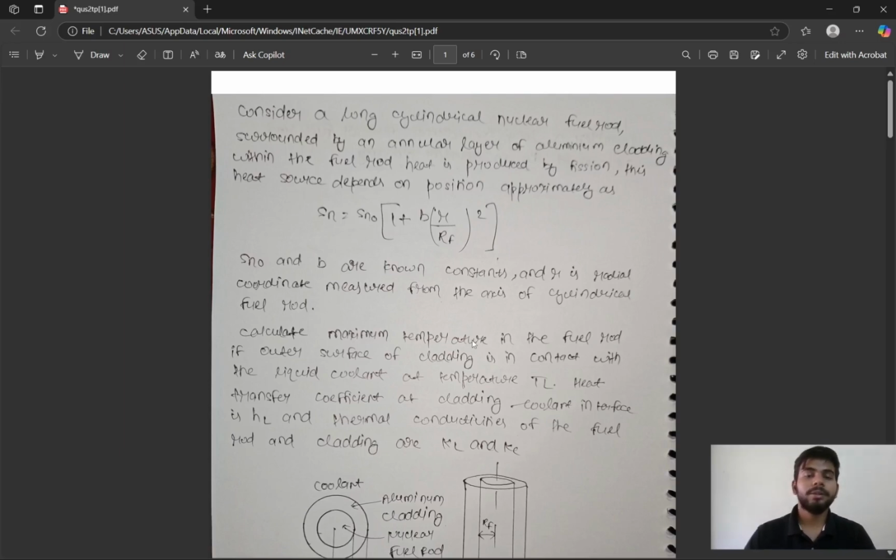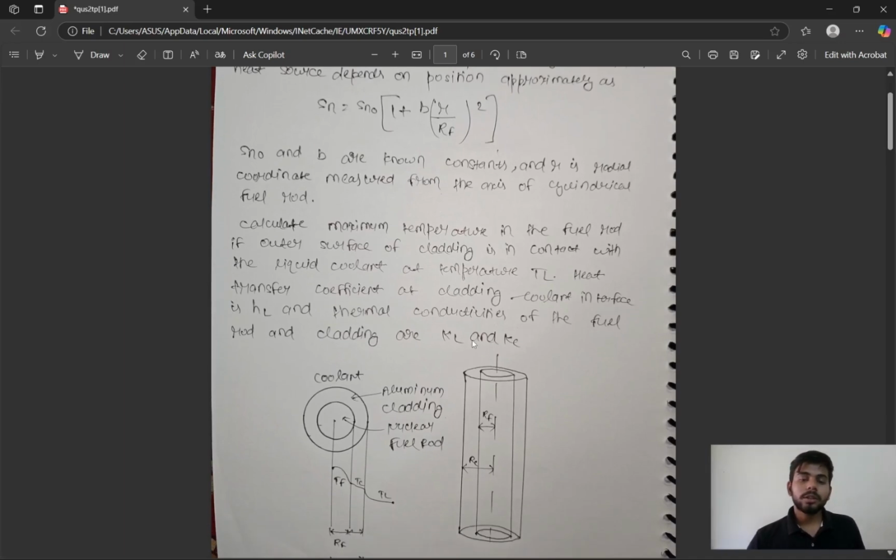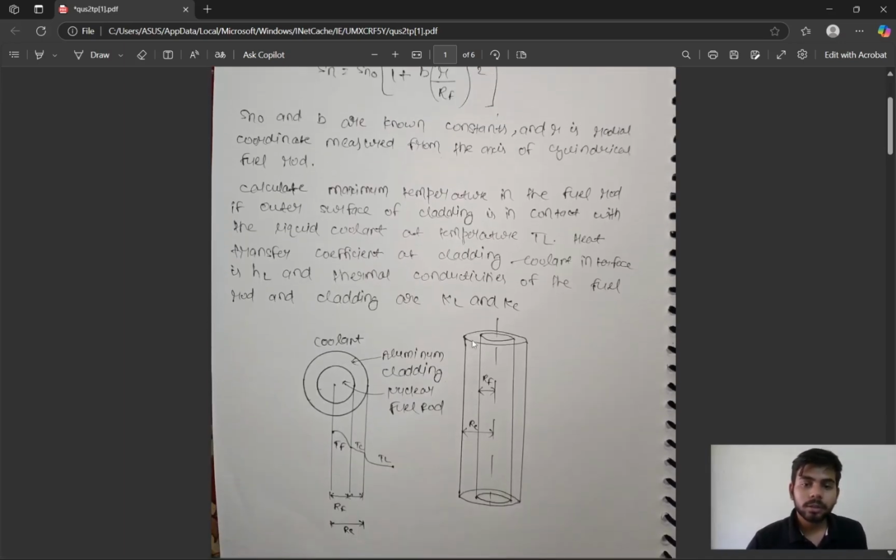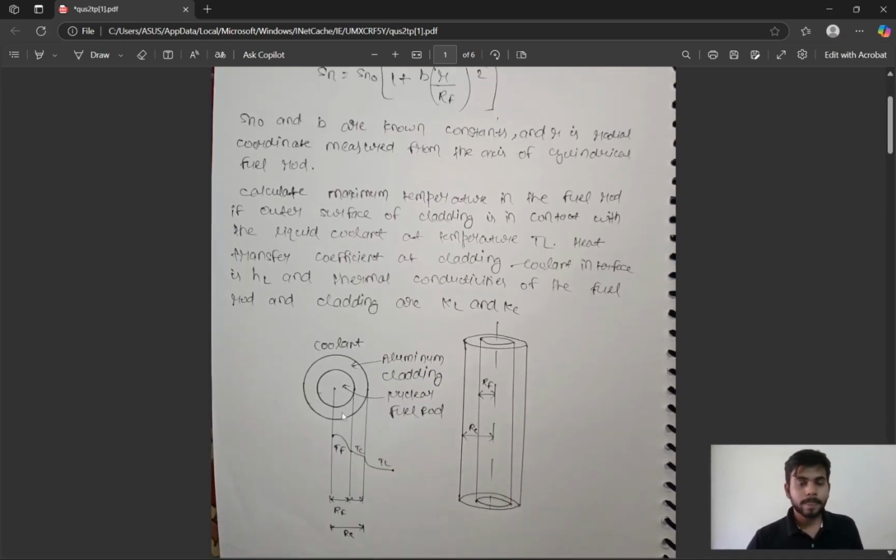The heat transfer coefficient at the cladding coolant interface is HL, and the thermal conductivities of the fuel rod and cladding are Kf and Kc respectively. So if we look at the diagram, this is the fuel element of radius Rf, and this is the cladding of radius Rc, made of aluminum, and outside the cladding this is the coolant.